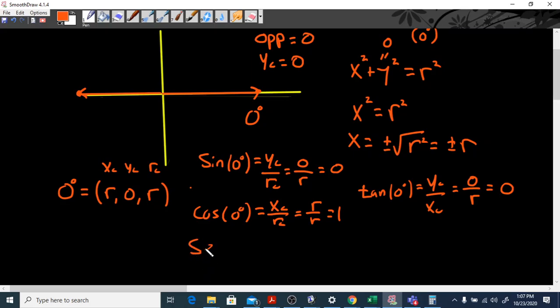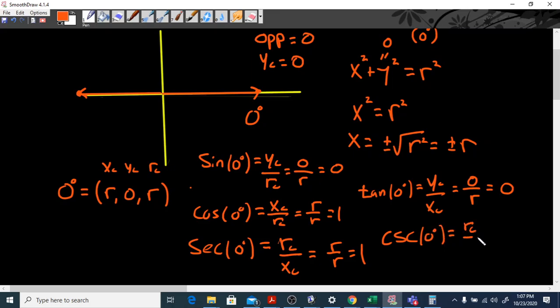Let's write down the rest of them. Secant of 0. Secant is the reciprocal of cosine, r over x, and they're both r. The reciprocal of 1 is 1. We knew that. Cosecant of 0 is r over y, and we get whatever r is over 0. So that is undefined, ladies and gentlemen. U for undefined.